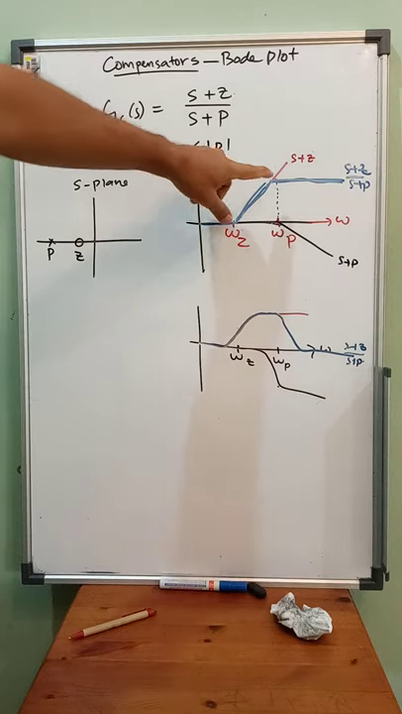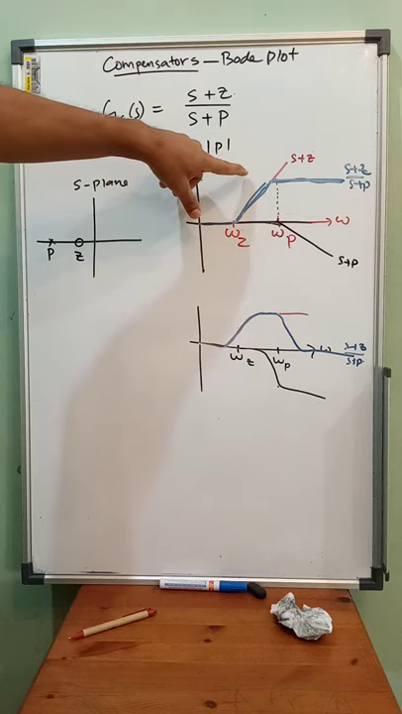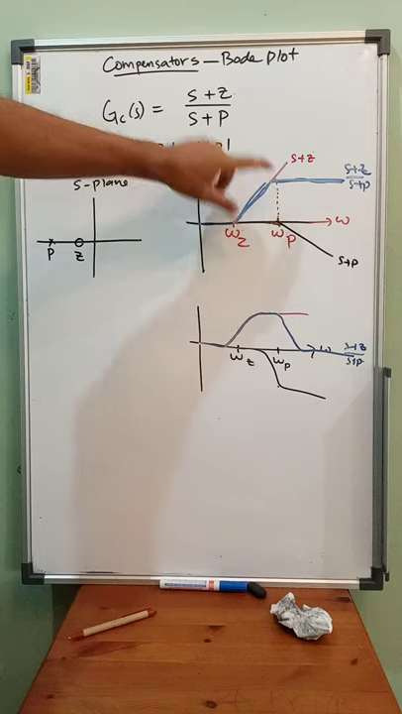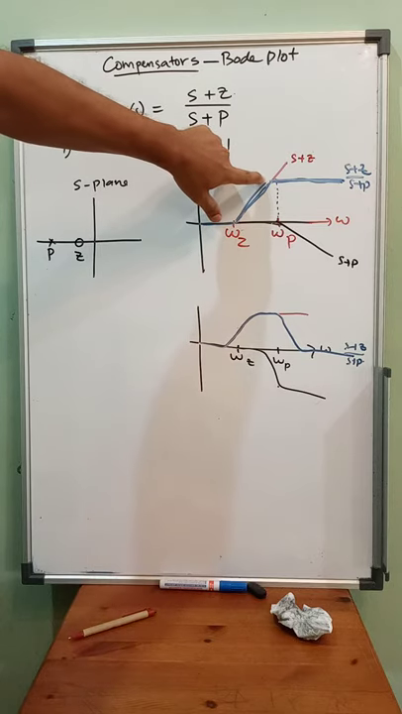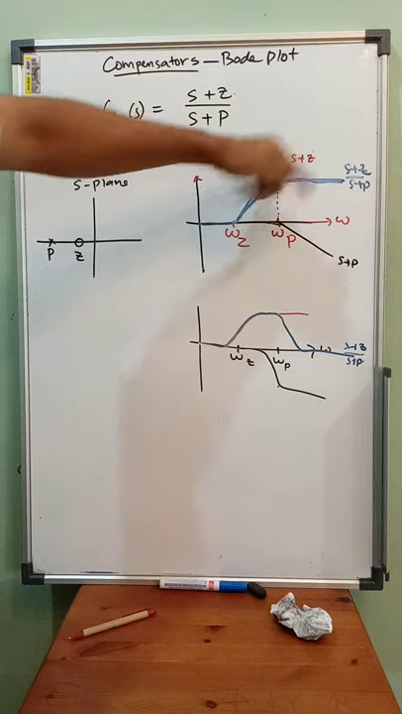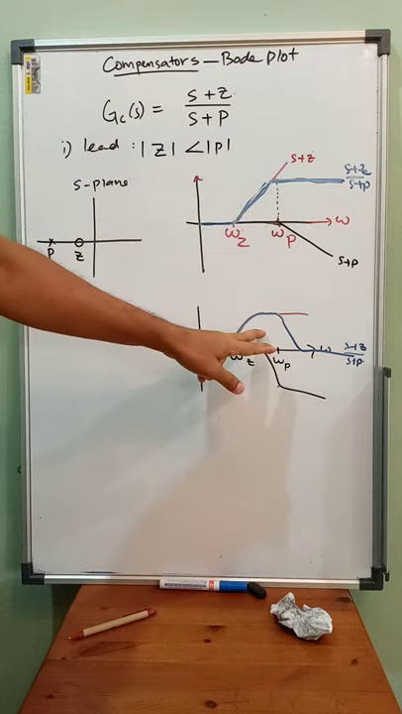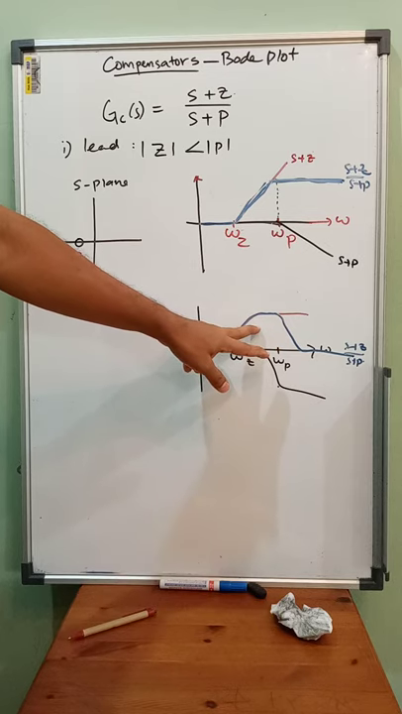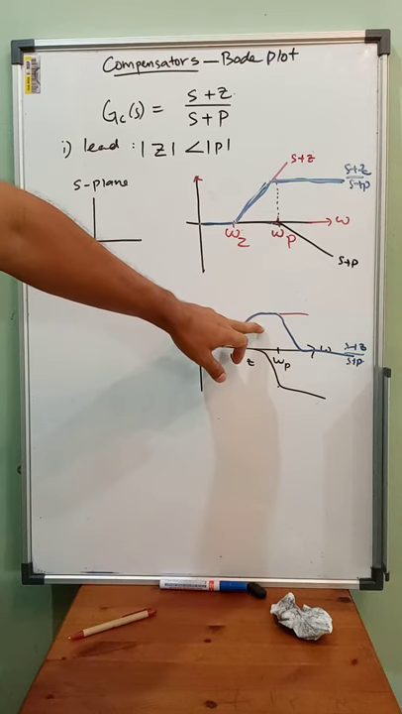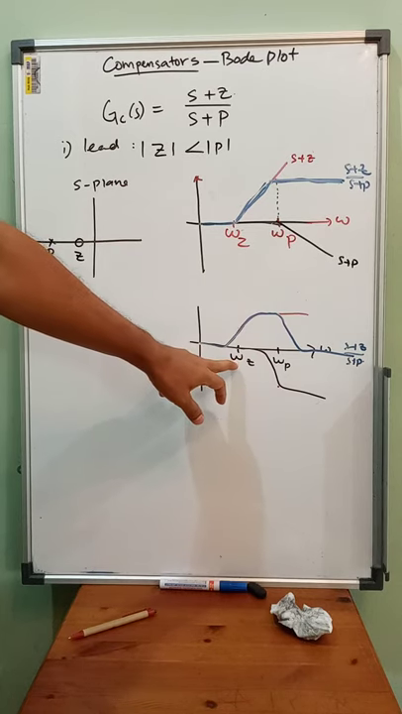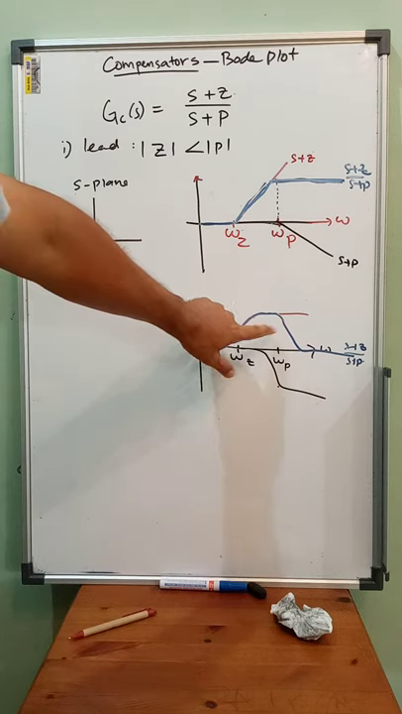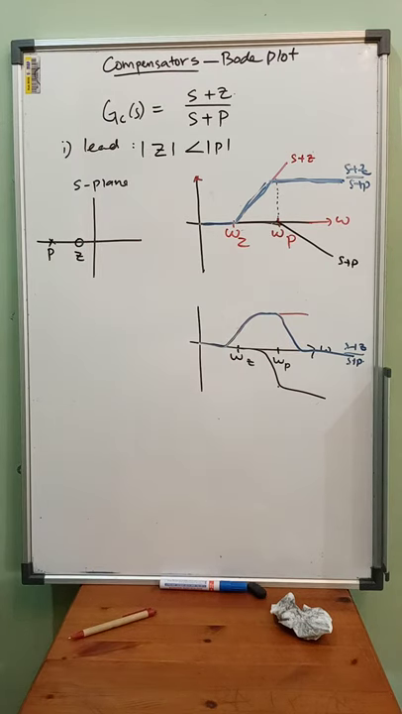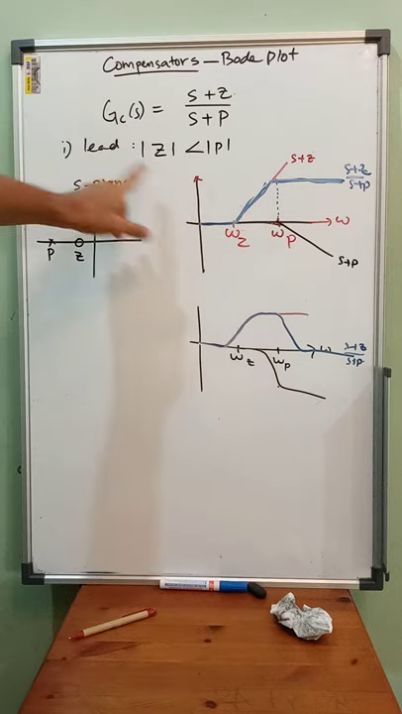Okay, so when you combine, we can see that the gain is increased at high frequency. So this type of compensator will give our output increase at high frequency, and also the phase will be lead between omega Z and omega P. So this is a lead compensator. The phase will lead, and the gain will increase at high frequency.